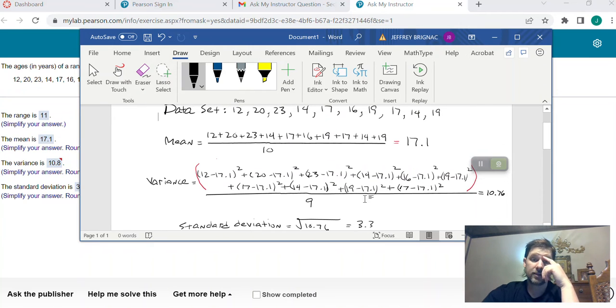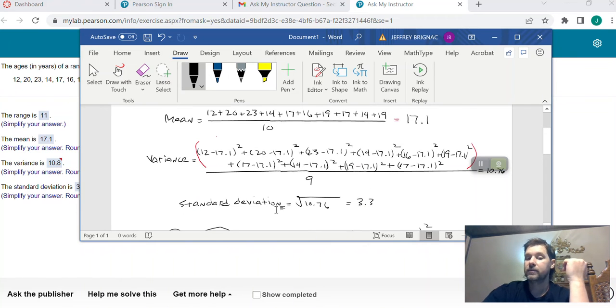So here I was real careful to write them all down. 12 minus 17.1, 20 minus 17.1. I wrote them all down, and I realized once I was done, I forgot this 17, so I wrote that at the end. But they're all there. I did the data minus the mean, I squared it, added them all together with my calculator, okay, and then I divided by 9, I got 10.76. Okay, that would round to 10.8, and that confirms my MATLAB's answer.